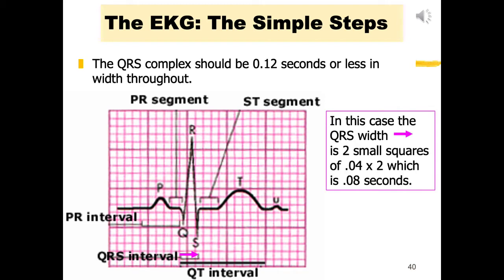We also need to make sure that the QRS complex is less than 0.12 seconds in width throughout. In this case, where the arrow is, it is two small boxes, which is 0.08 seconds.